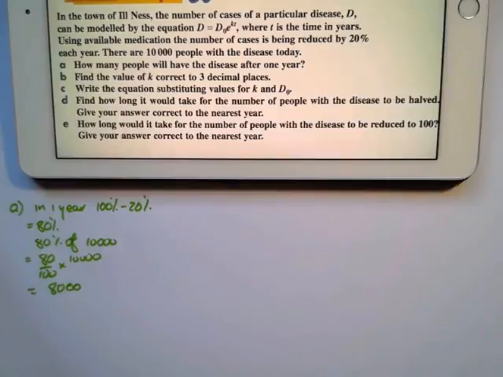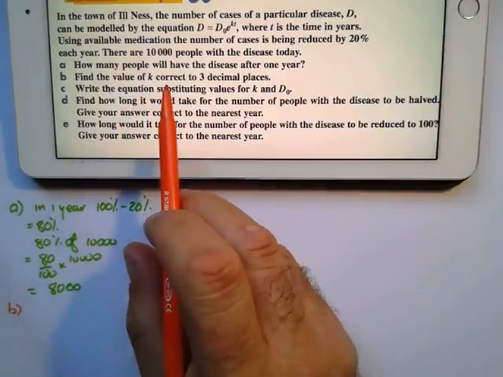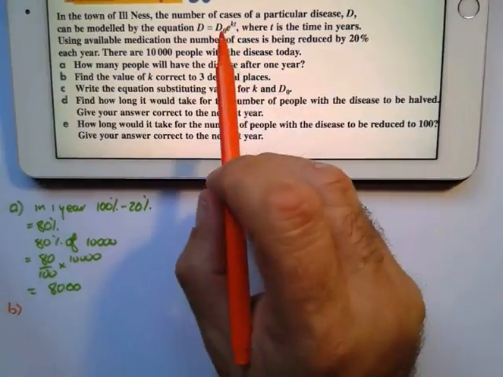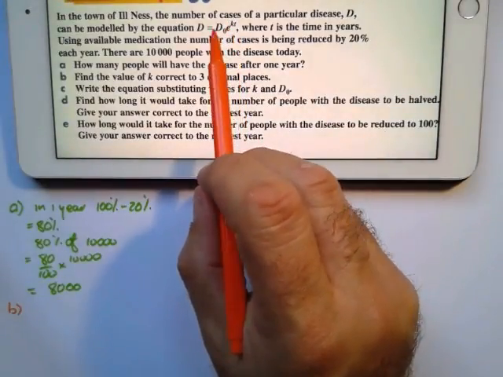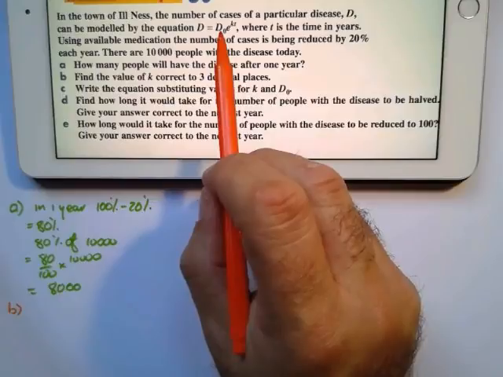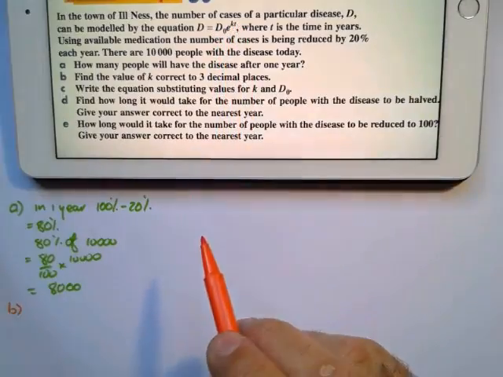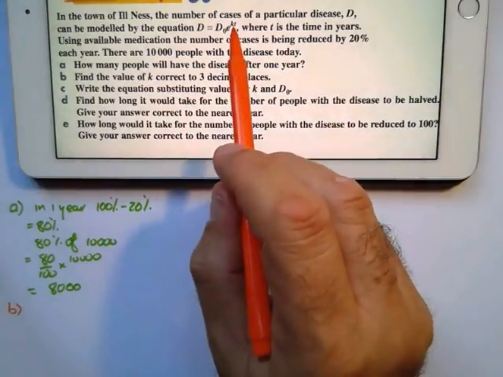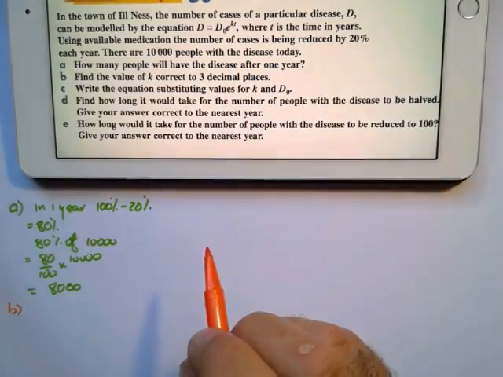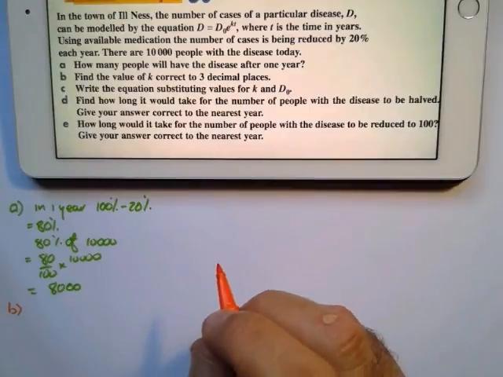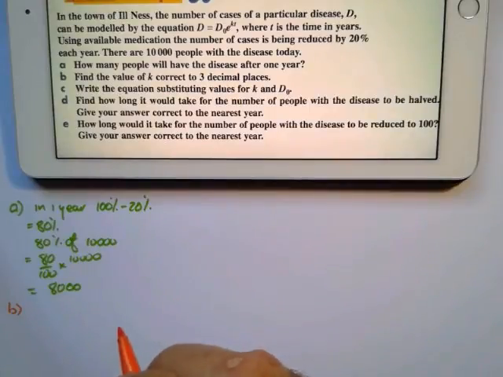Question B. Find the value of k correct to 3 decimal places. Now the problem is, e is a constant value. We know how many people we start off with, but that leaves us with k and t, which are unknown. Because I have 2 unknown values, I need 2 equations. So let's quickly see what we have here.